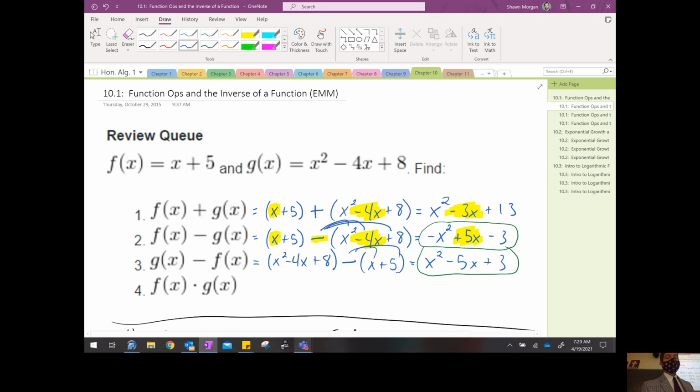Lastly here, check this out. This is a bird of a different color. We're multiplying. We're going to say x plus 5 times x squared minus 4x plus 8.